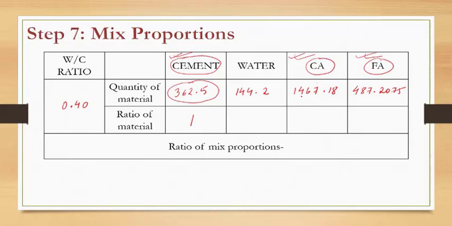Coarse aggregate, if we divide 1467.18 by 362.5, we will get 4.05. And fine aggregate, if we divide 487.2075 by 362.5, we will get 1.34. Now the ratio of mixed proportions, like I already said, is always cement is to fine aggregate is to coarse aggregate. So our ratio is 1 is to 1.34 is to 4.05.